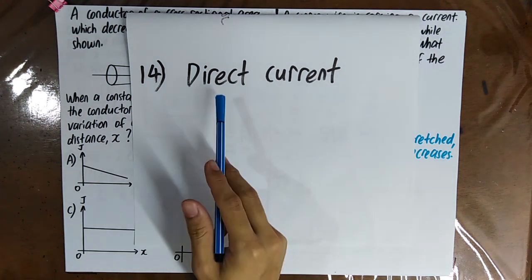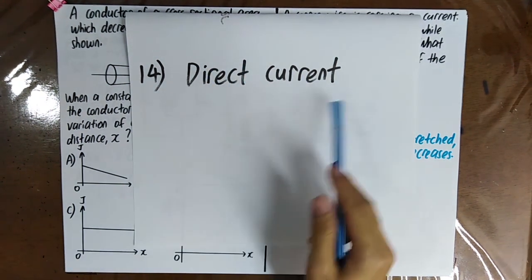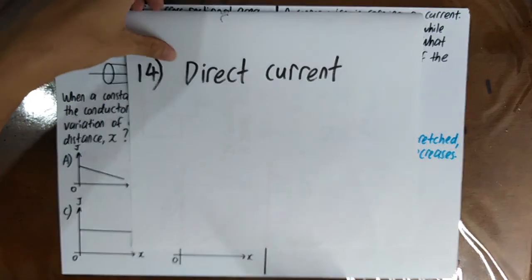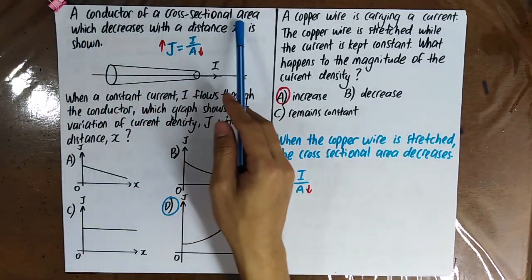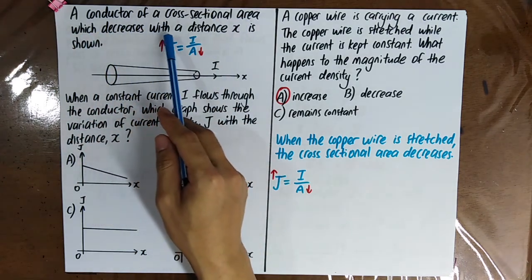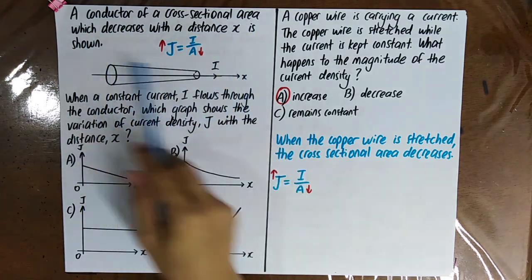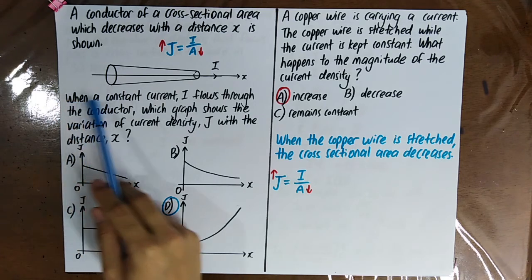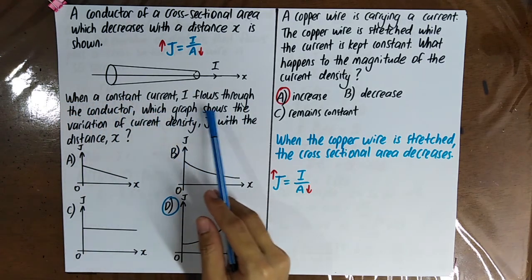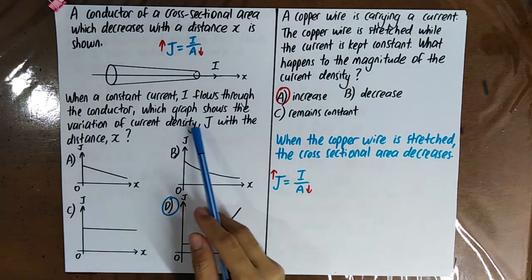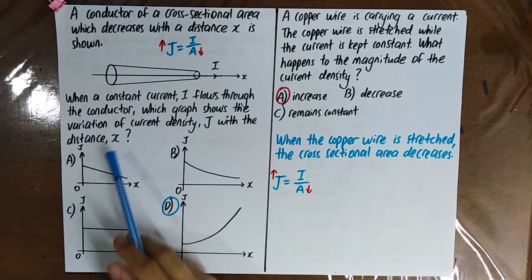Okay, so this is the questions and answers of the chapter direct current. A conductor of a cross-sectional area which decreases with a distance x is shown. When a constant current flows through the conductor, which graph shows the variation of current density with the distance x?